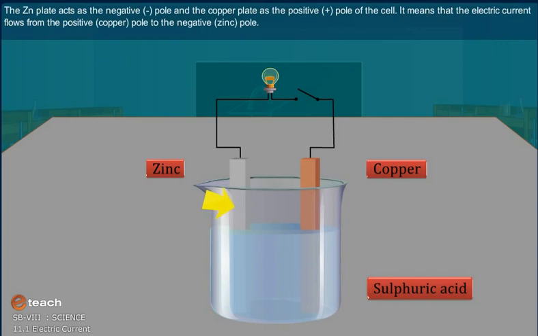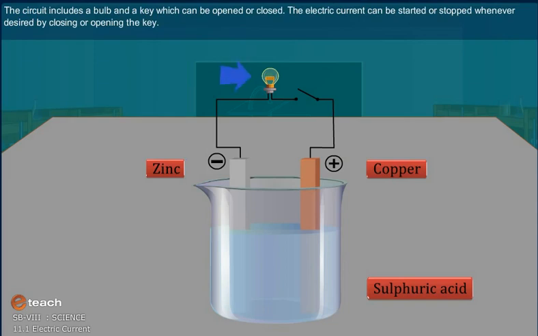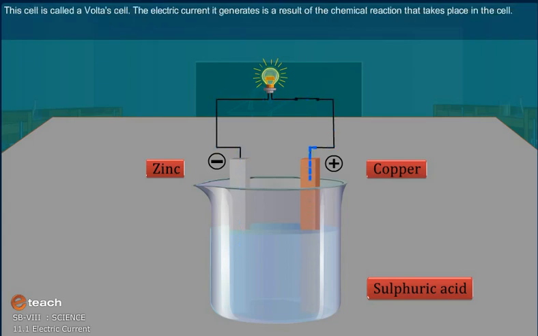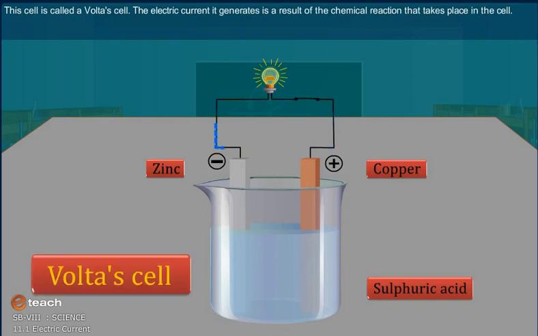The Zn plate acts as the negative pole and the copper plate as the positive pole of the cell. It means that the electric current flows from the positive copper pole to the negative zinc pole. The circuit includes a bulb and a key which can be opened or closed. The electric current can be started or stopped whenever desired by closing or by opening the key. This cell is called a Volta cell. The electric current it generates is a result of the chemical reaction that takes place in the cell.